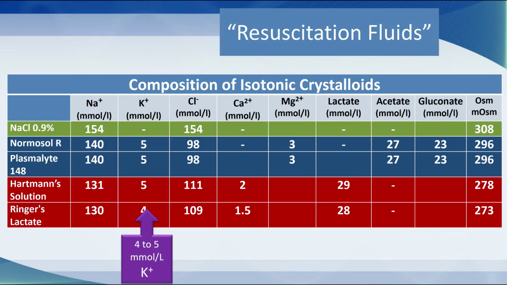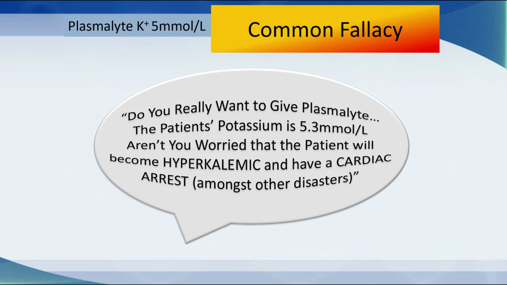Most of the balanced fluids contain a small amount of potassium. Lactated Ringer's contains 4 millimoles per liter, Hartmann's 5 millimoles per liter, Normasol and Plasmolite 5 millimoles per liter. And there is a common fallacy, and I don't know how many times this has been said to me over the years. The Plasmolite, for example, has 5 millimoles per liter, and on the surface that seems like an awful lot of potassium. And I often hear this line, "Oh my God, do you really want to give Plasmolite? The patient's potassium is 5.3 millimoles per liter. Aren't you worried that the patient will become hyperkalemic and have a cardiac arrest?"